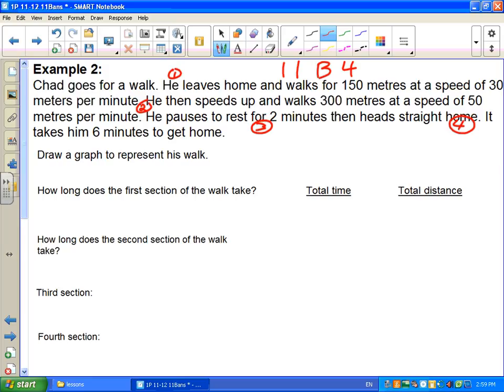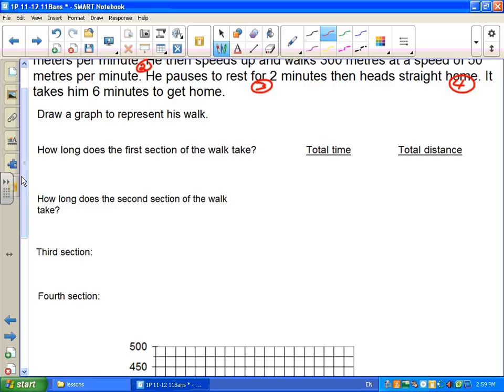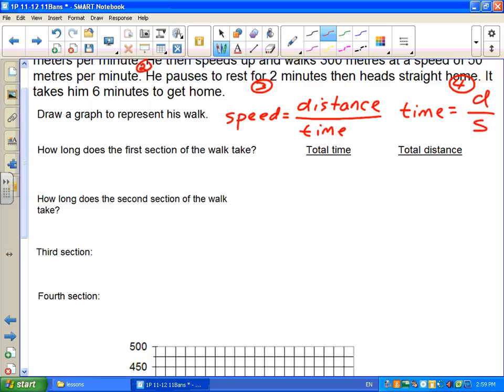Before we can draw our graph, we have to do some calculations. We are dealing with distance, time and speed in this question. So we have to remember that if we wanted to calculate a speed, that would be distance divided by time. If we want to calculate time, which is what we're going to want to do in this question, time is going to be his distance divided by his speed.